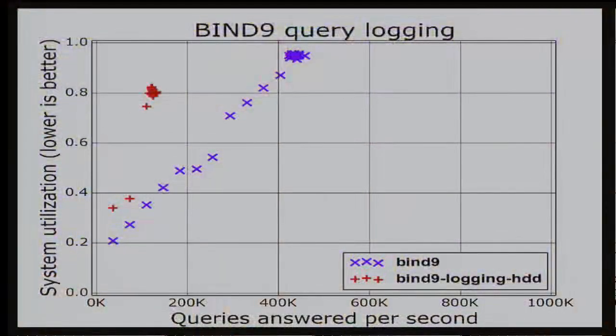Here's what happens with bind 9. The purple plot is the baseline from the previous graph, and the red is what happens when you turn on query logging and tell it to write to a file on your disk. And all the data points are concentrated towards the upper left of the graph, so it's shifting the performance in that direction. And obviously it's dropping a lot of queries under load compared to the baseline case where we're not doing any logging.